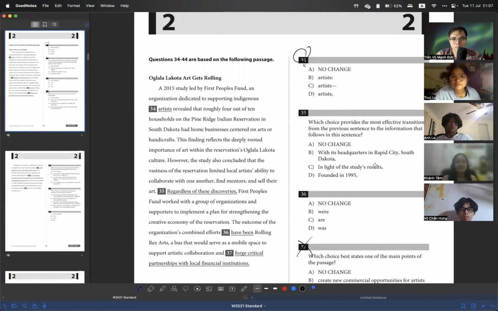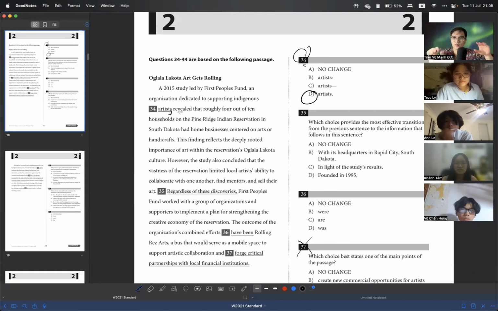D. What is it? It is D. Let's see. When I see D, I would assume that you know that this is a non-essential clause. This is a modifier, right? So can you find the modifier in this sentence for me? If you use D, an organization dedicated to supporting Indigenous artists, right? That's correct.